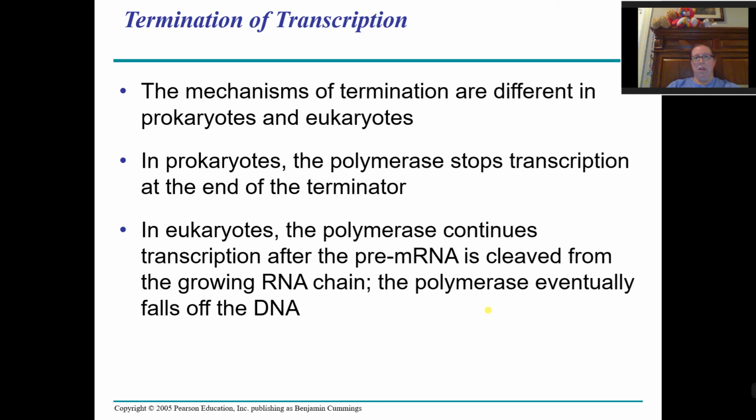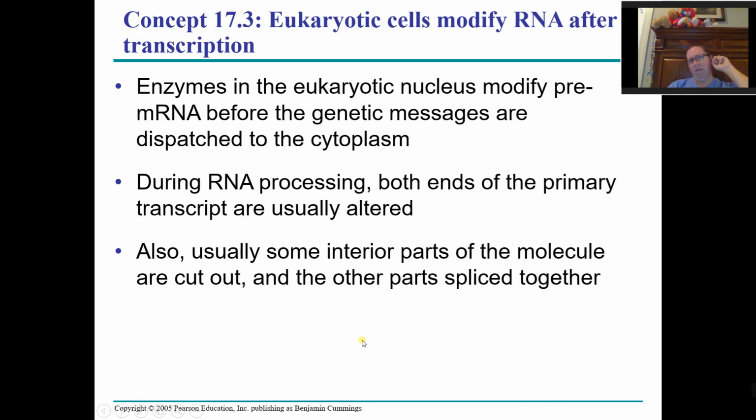So when it ends, in prokaryotes, basically the polymerase just stops transcription at the end of it. There's really not a lot. But in eukaryotes, the pre-mRNA is cleaved from the actual RNA chain, and so it just eventually falls off. That's all that really happens. And then after transcription is over, there's some splicing, and the messenger RNA gets a cap and a tail, a poly A tail.